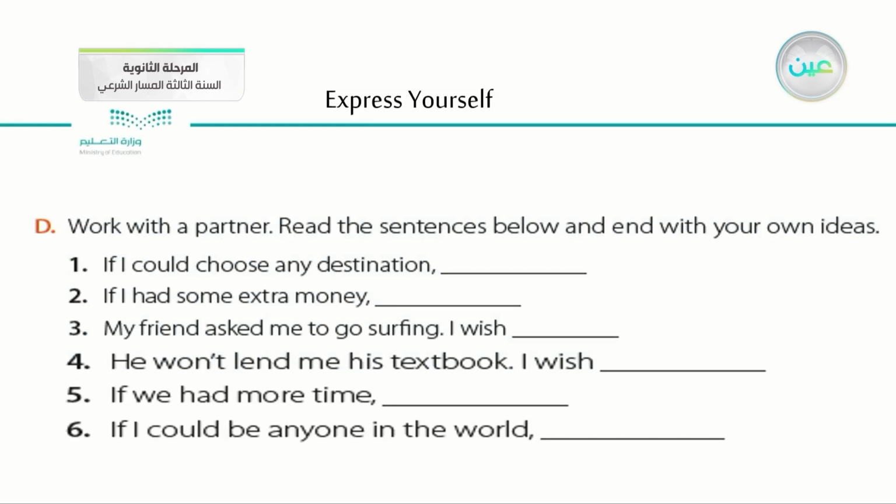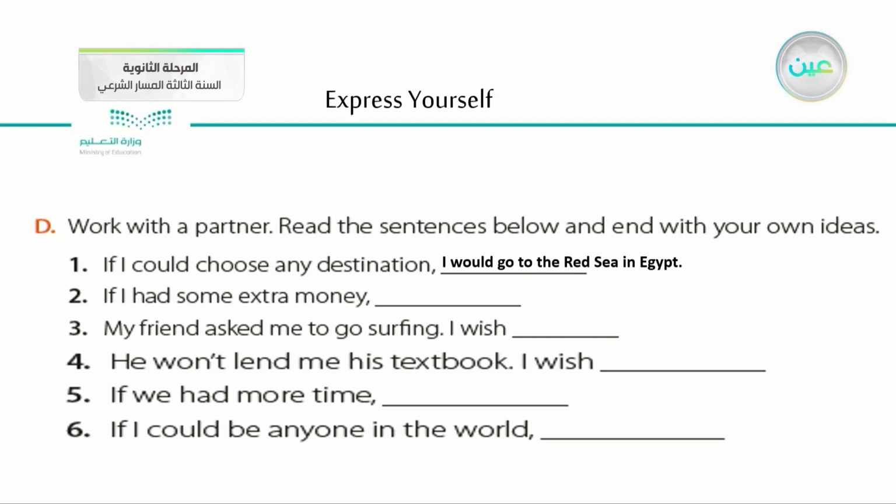Of course, here we have an exercise which is very important. We'll go over this exercise together, guys. Work with a partner, read the sentences below, and end with your own ideas. So here is your job, guys: to end these sentences with your own ideas. Let's go over the first one. If I could choose any destination, I would go to the Red Sea in Egypt. That's very good, guys. Good job.